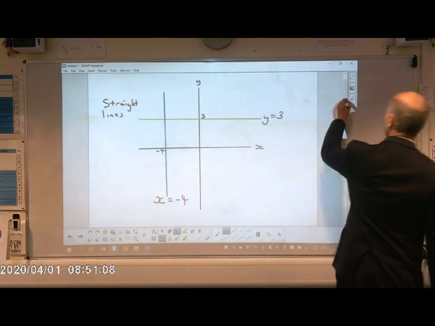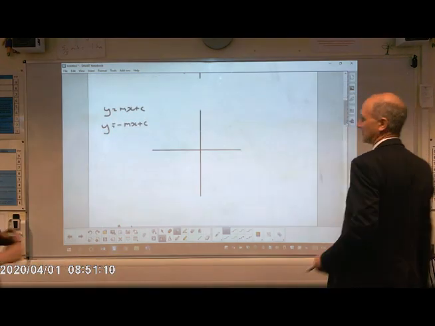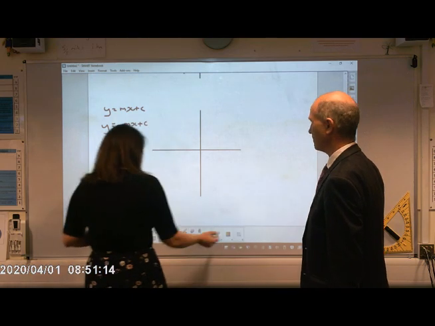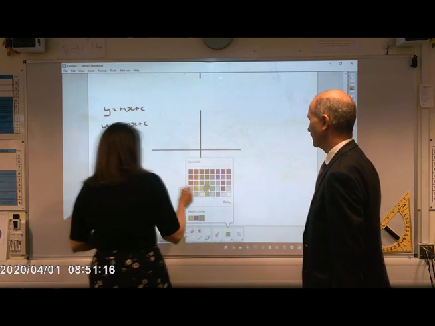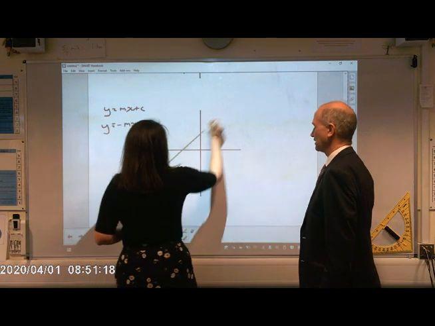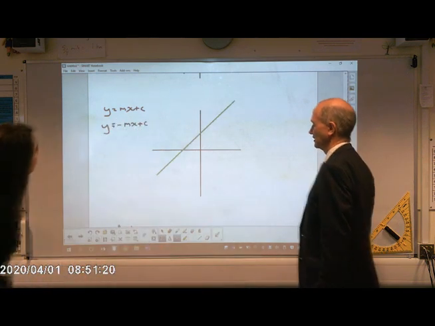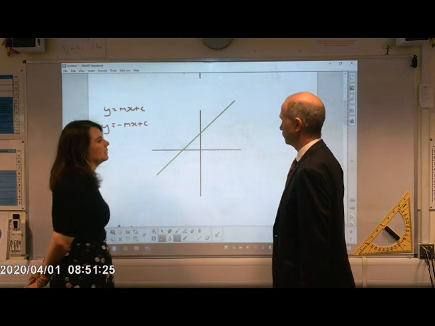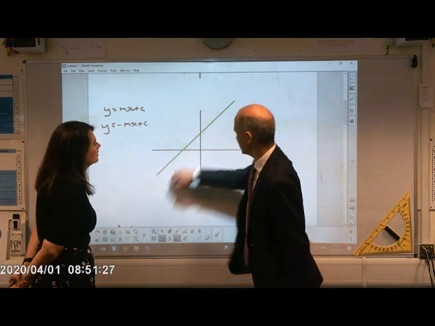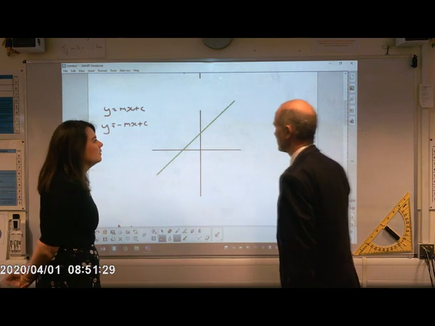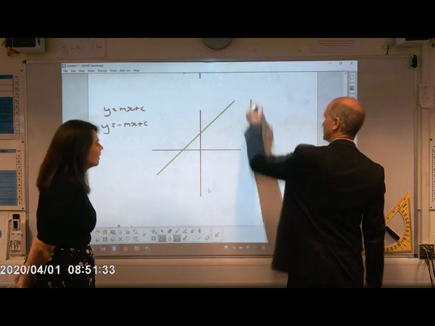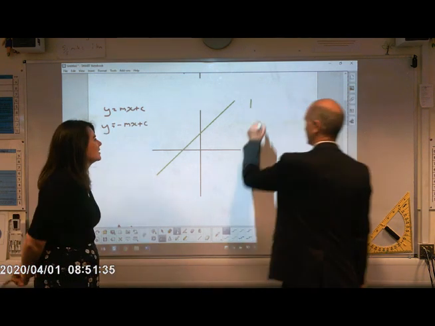Okay? Nice. We're going to move on now, and we're going to draw another one. y equals mx plus c, another straight line. I'm going to go for this kind of green colour. Okay, so here we have our straight line. I'm going to say it's 2x plus 5. This is y equals 2x plus 5.